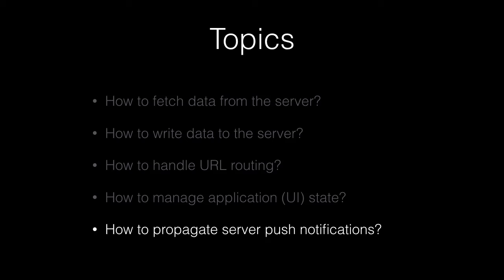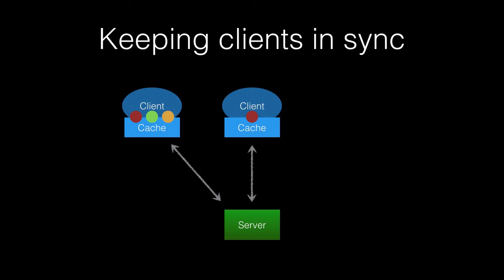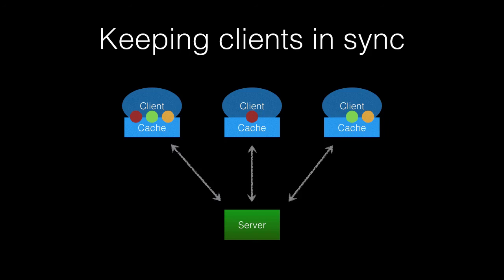Finally, how do you propagate the server-side push notifications to the client? As we said, we have a client that communicates with the server, and the client has its own cache. The client talks about the red object, the green object, the orange thing, but then maybe you have another client on a different browser, on a different machine, that is also viewing the red object, right? And maybe you have another one that is viewing the green and the yellow. Wouldn't it be nice if the server knew which client is viewing which object, so that when the first client changes the red, the second client is notified of the change, and the third one is notified as well?